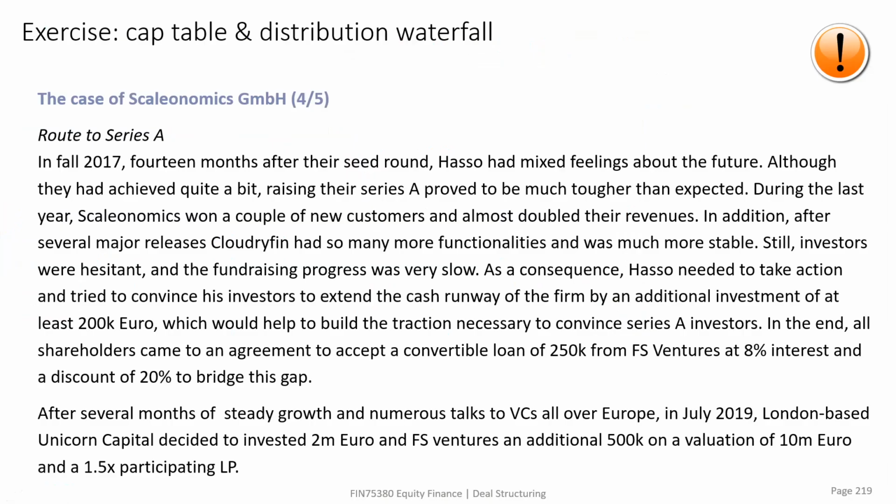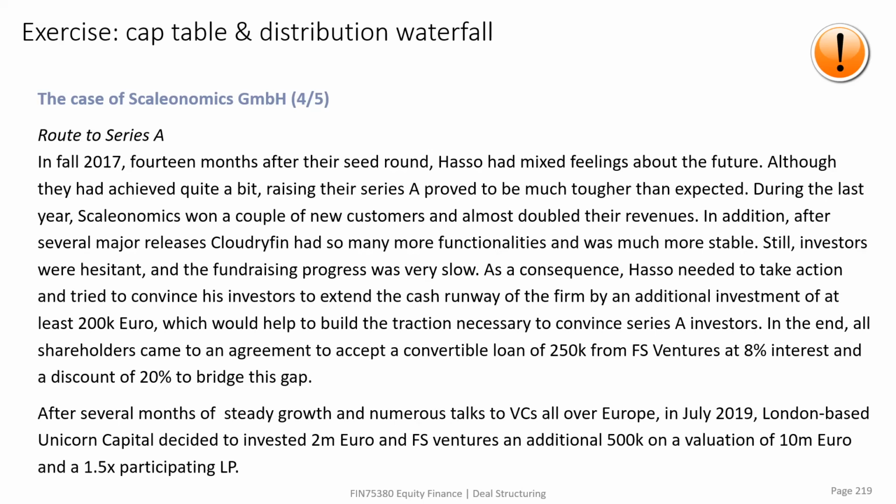In fall 2017, which is 14 months after their seed round, Hasso had mixed feelings about the future. Although they had achieved quite a bit, raising their Series A proved to be much tougher than expected. During the last year, Scalenomics won a couple of new customers and almost doubled their revenues. In addition, after several major releases, CloudRiffin had so many more functionalities and was much more stable. Still, investors were hesitant and the fundraising progress was very slow.